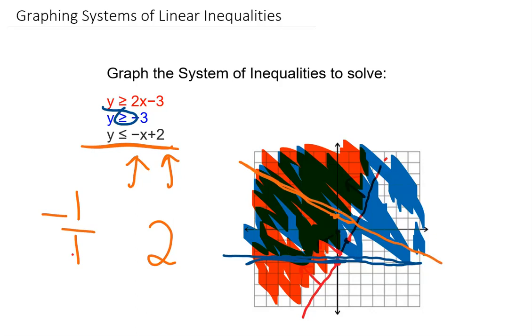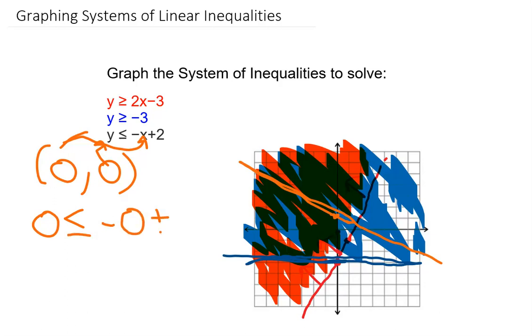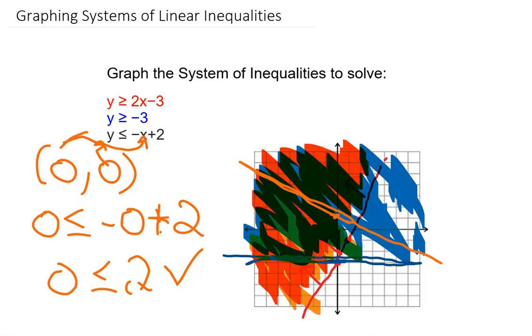Now I have to check which side to shade. Again, since 0, 0 is not a part of that line, I can use 0, 0 as my testing. So I'm going to use x equals 0, y equals 0. If I plug that in, I'm going to plug x in here and y in here. I'll get 0 is less than or equal to negative 0 plus 2, which gives me 0 is less than or equal to a positive 2, which is true. So I can go ahead and shade the side of this graph where 0, 0 is at, which is going to be this whole area down here.